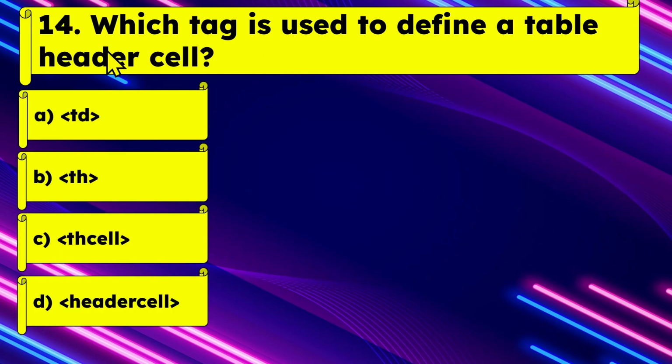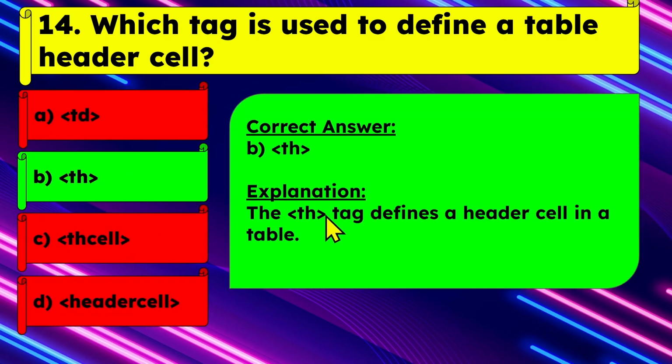Our next question is, which tag is used to define a table header cell? Option A says td tag, option B th tag, option C th cell tag, or option D header cell. So here the correct answer will be option B th tag. As you can see, the th tag defines a header cell in a table.